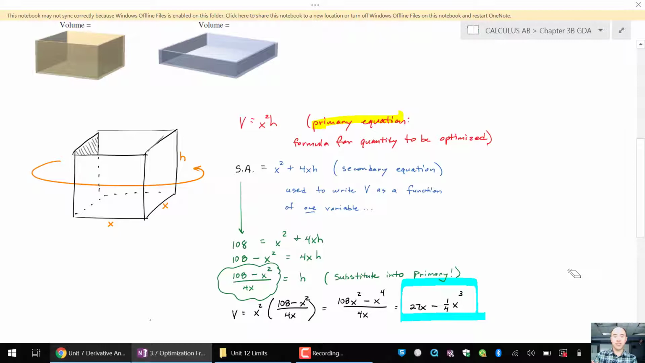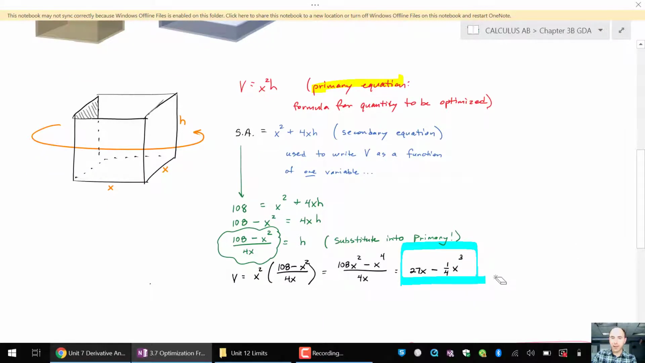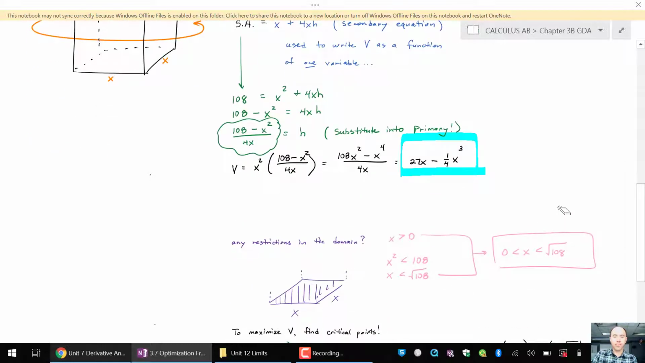After all that's finished, I have a volume equation, that's the primary that we're trying to optimize. The volume equation is x squared times this expression, simplified down becomes 27x minus 1/4 x cubed. If you'd like to pause the video and work out that algebra or see where it all comes from, this would be a great time to do so. As always, I'd like to encourage you to do that at any time. So now I have the volume equation in terms of a single variable, and that's a great first step.